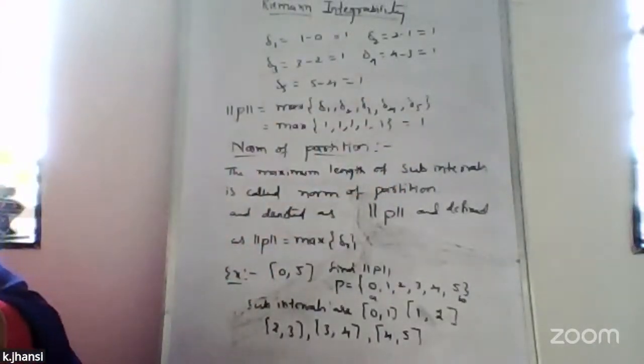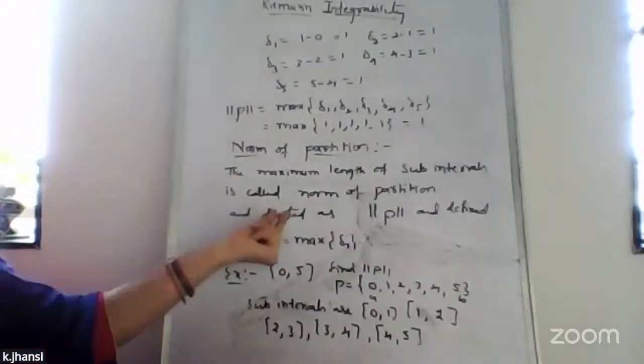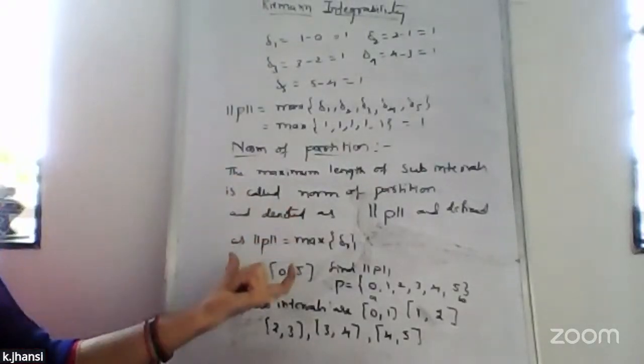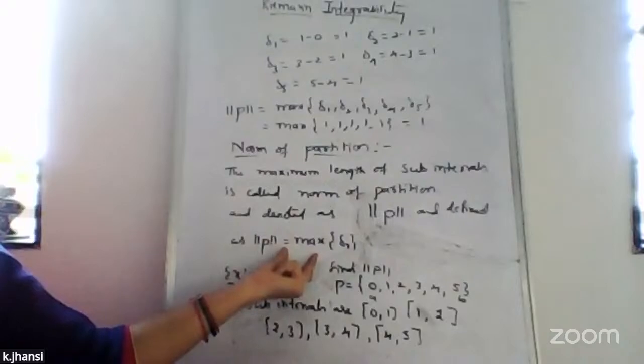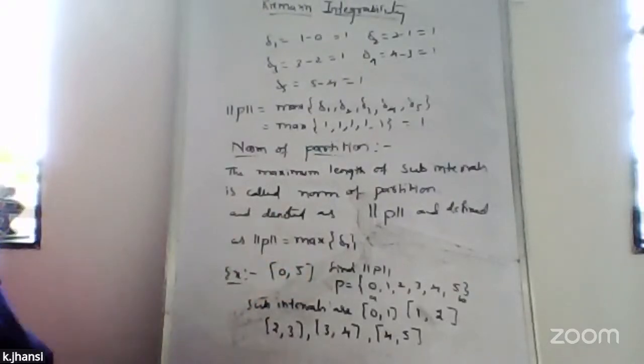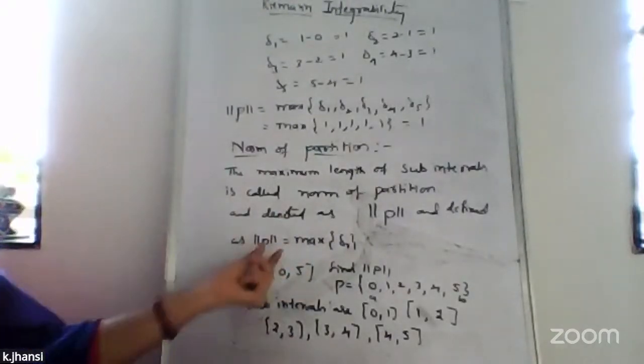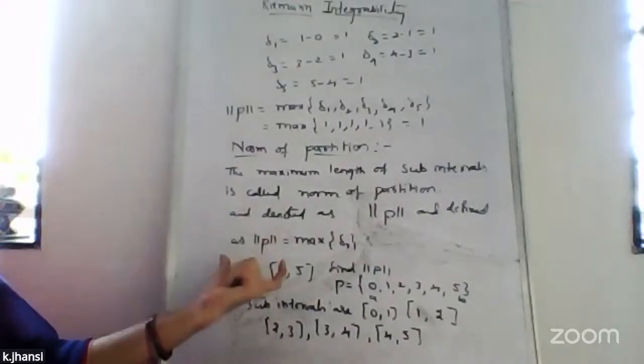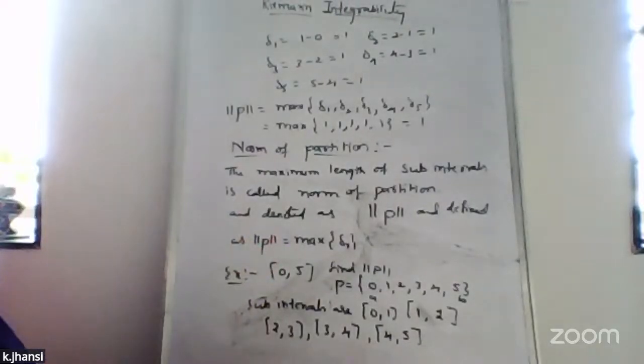So like this, we have to find the norm of the partition. The main thing is that you should know the definition of this and whatever the representation is. This is very important in solving problems and also in doing the proofs of some theorems.